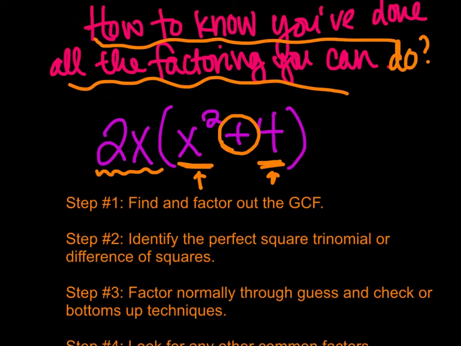So we have 2x times x squared plus 4, and it doesn't look like there's any GCF. There's no other factoring we can do because there's no other difference of squares. We could try bottoms up, but at the same time, because this is a plus sign, it's not going to work out well. So it looks like we're about done.